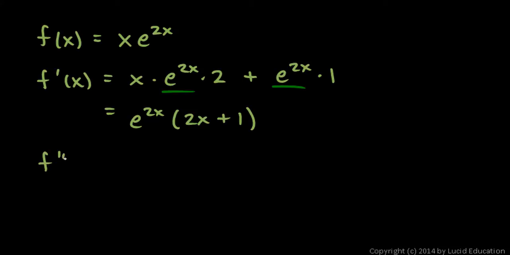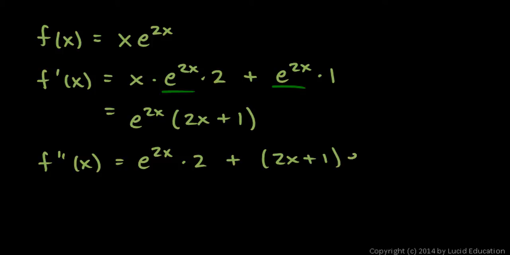So now let's find the second derivative by taking the derivative of that. And again, we'll use the product rule. So let's do the first, that's e to the 2x, times the derivative of the second, which is 2, plus the second, which is 2x plus 1, times the derivative of the first, which is e to the 2x times 2 by the chain rule. Don't forget the derivative of that 2x right there. Now that's the second derivative.